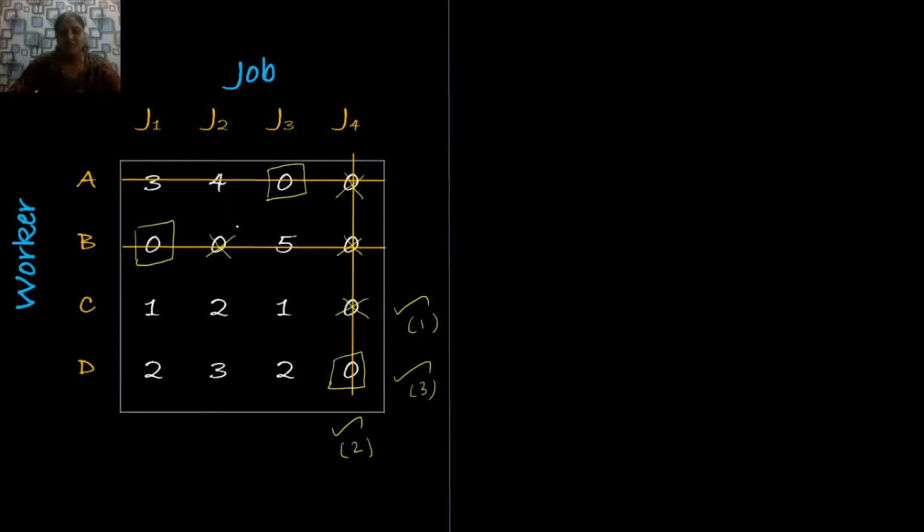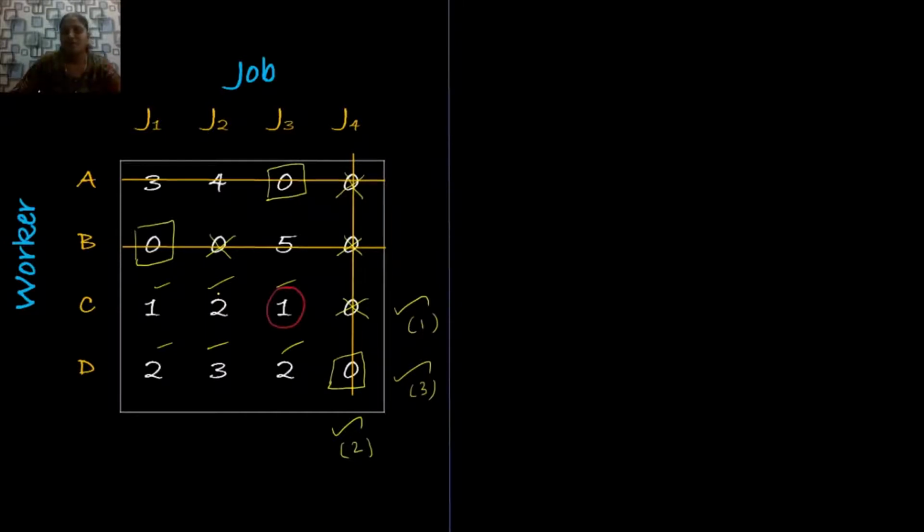After this, what we are going to do now is choose the minimum element not covered by any of the lines. These are all the elements which are not covered by any of the lines: 1, 2, 3, 2. Among these, you have to choose the minimum element. Here the minimum element is 1.